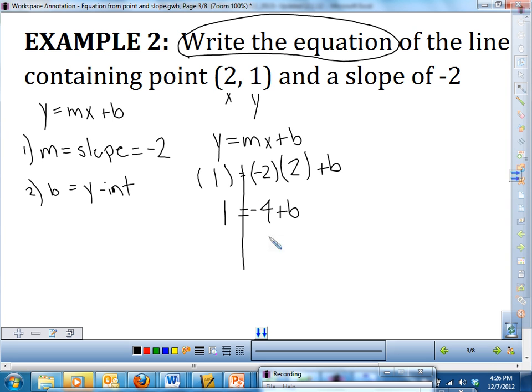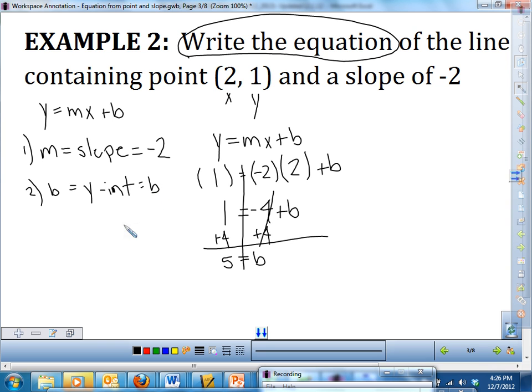Again, we've created a one-step equation. How do you undo plus a negative 4? Well, you add 4 to both sides. 4 plus 1 is 5. Negative 4 plus 4 cancels out, that's 0. I'm going to bring down my b, and now I know that 5 equals b.